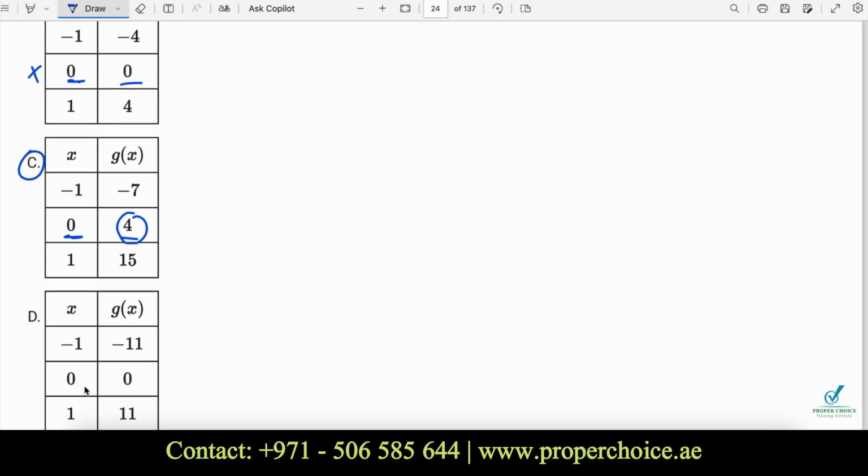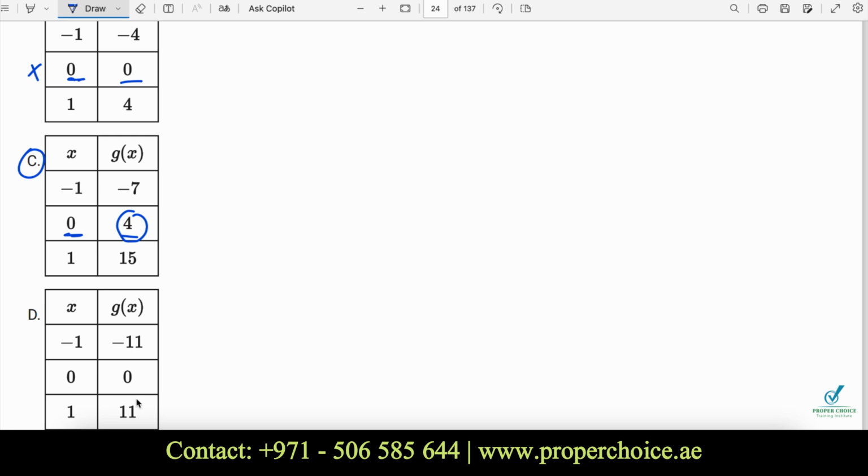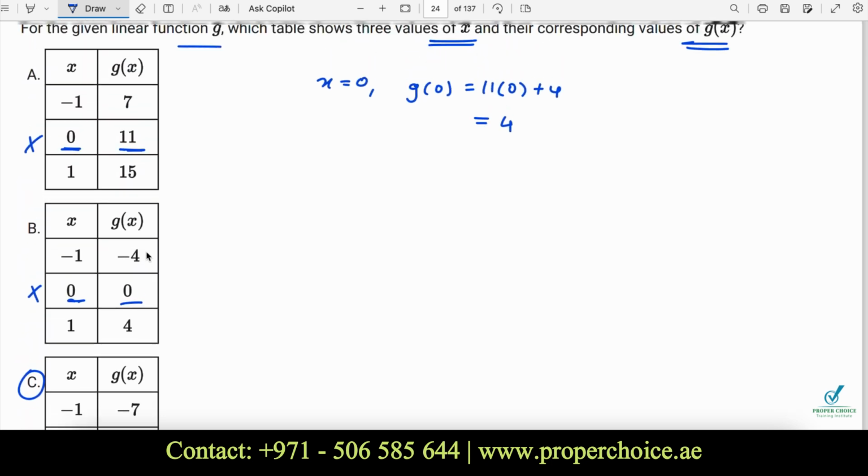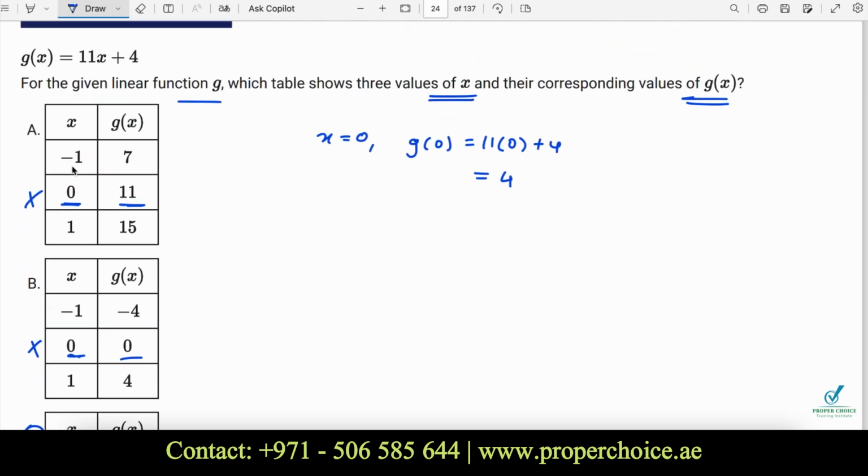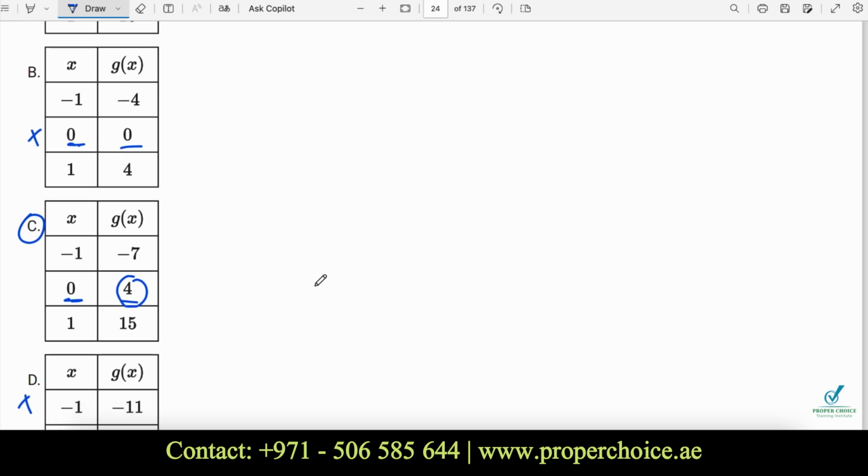And you can see that for D, when x is 0, they are saying g(0) is also 0, which is wrong. So C is the answer. Don't waste your time solving each and every value of x. Work smartly, because anything multiplied by 0 is 0. If you look at a linear function, y = mx + b, this is the initial value when x is 0. So it makes sense that option C is the right answer to this question.